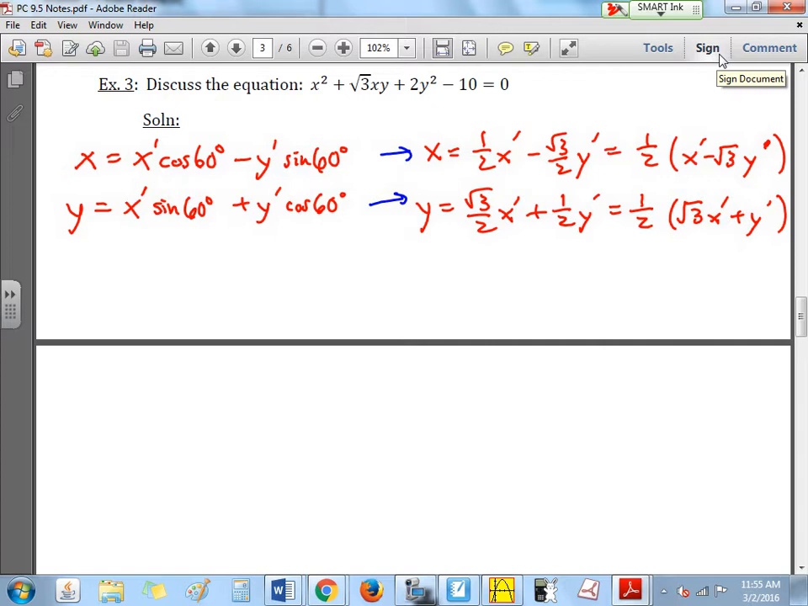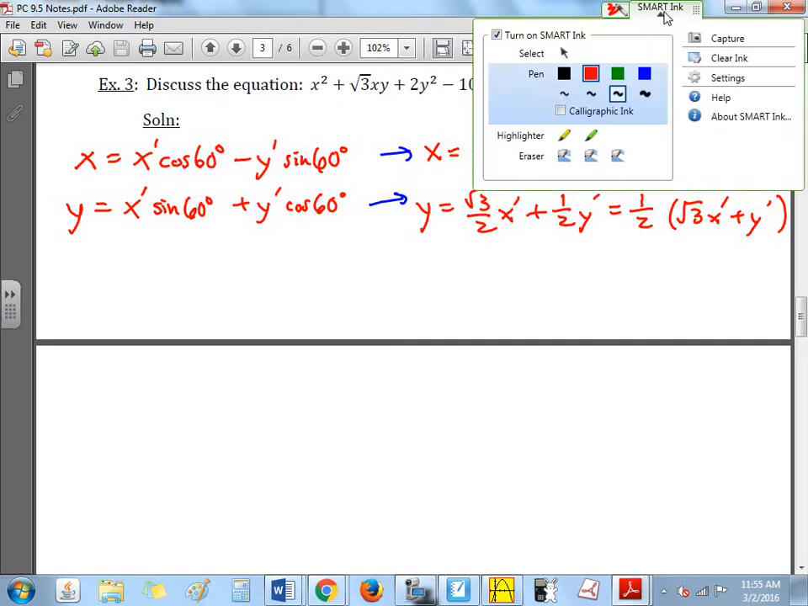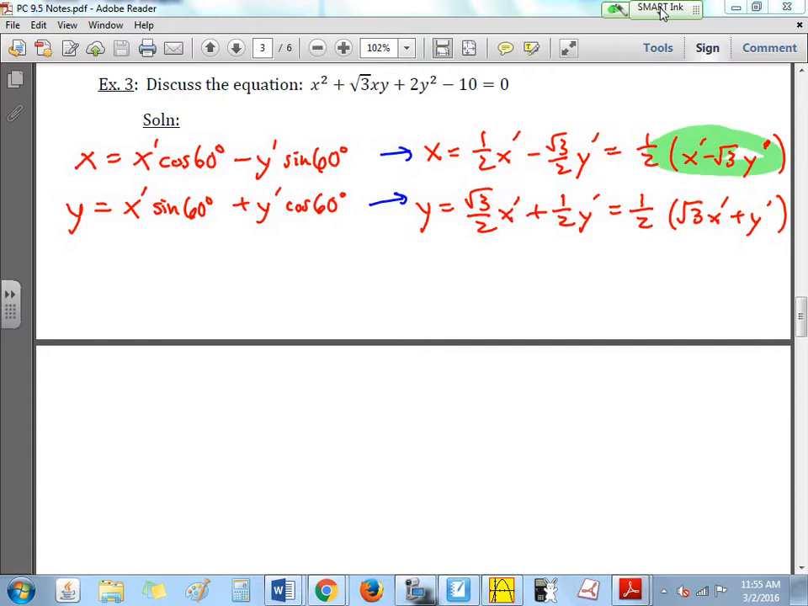Okay, so what are these guys? These are your new x and y. This is x, and this is y. You see? Those are going to be substituted into the original tilted bully equation. Okay? So life is going to get really messy for us.